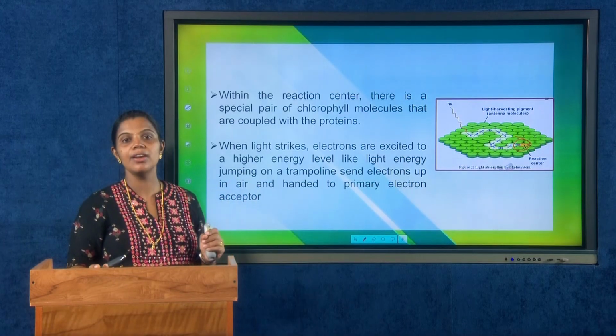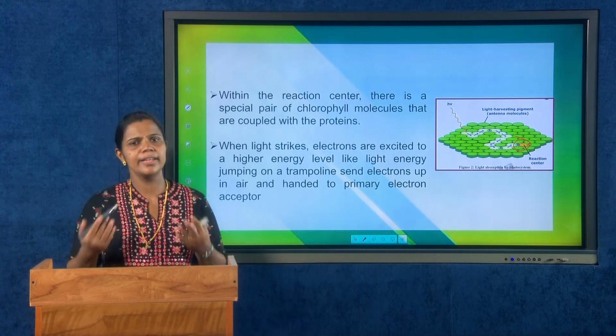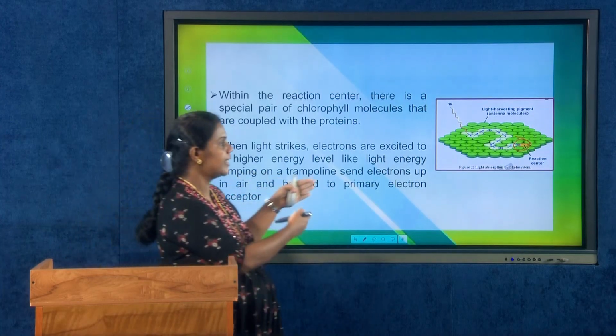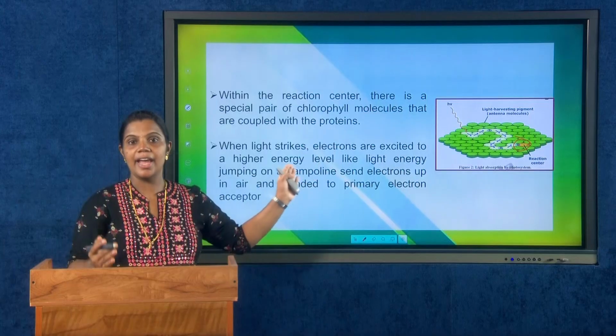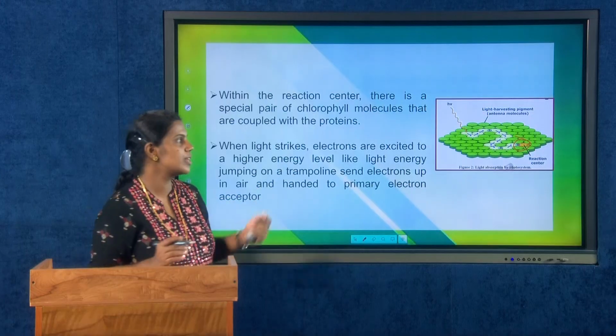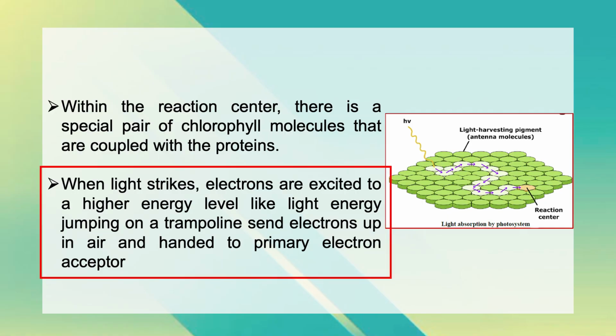When light is striking on it, the electrons get excited into higher energy levels, like the light energy is jumping on a trampoline and sending the electrons up in the air, and it is handed over to the primary electron acceptors. This is how it is working.